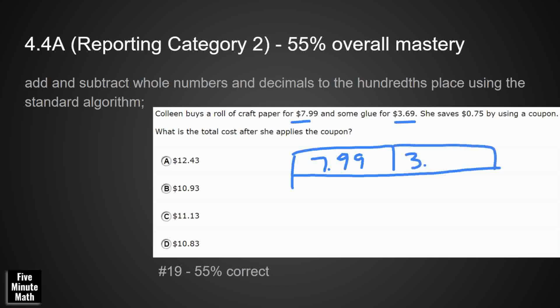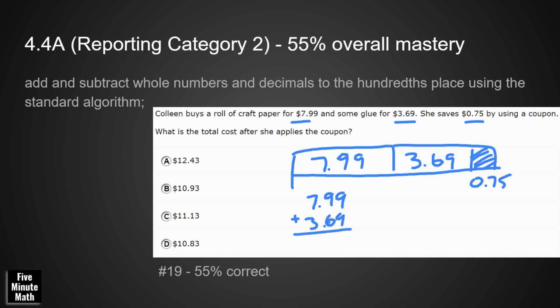Draw a strip diagram, $3.69. Now, what's interesting here is I'm going to save 75 cents. I need to know what that means. Saving 75 cents by a coupon means I'm going to take this little chunk right here, shave that off, and put it down here because I'm actually taking that away. So what I need to do is add $7.99 and $3.69.